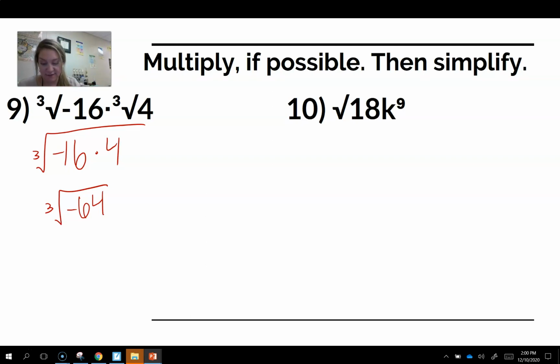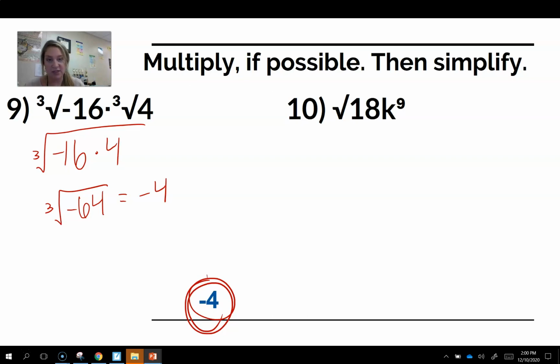You might surprise yourself. So I'm going to go into my math menu, go down to cube root and negative 64, and it does equal negative 4. So this just equals negative 4. That's it. That's my answer. That's how it's simplified. Okay, because I got a perfect cube.